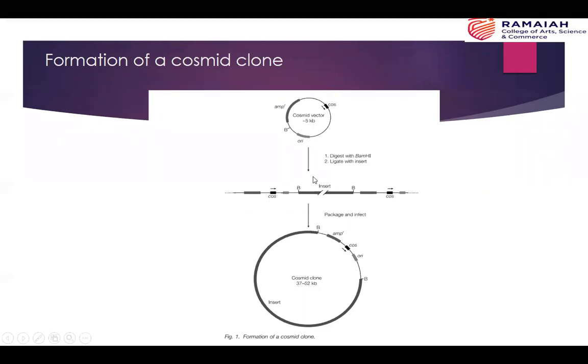And then when you allow the packaging reaction to take place by providing the packaging extract, it gets packaged into a virus particle. And when you allow this virus particle to infect the host organism, after the DNA enters the host organism, what will happen? Because of the cos sites present here, circularization of the vector takes place. Of course, the insert has been incorporated here. So this is the cosmid clone, and of course it can be selected based on the ampicillin resistance. So that's how the cloning is done with simple cosmid vectors.